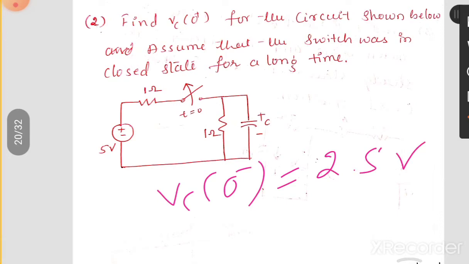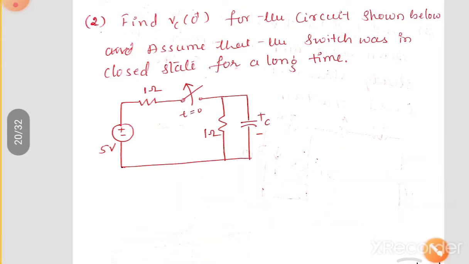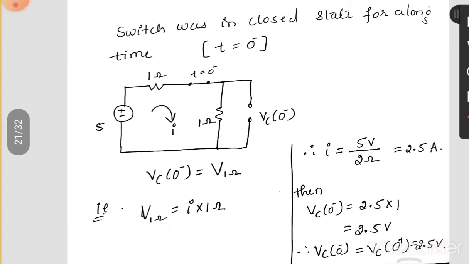But in the capacitor, as we know, even though there is a sudden change from the switching action, there is no change in the voltage. Therefore, VC of 0 plus will also remain the same as VC of 0 minus. Just before the switching action, that is just before the opening of the switch, there is 2.5 volts across the capacitor. It remains the same when you immediately open the circuit, that is 2.5 volts, which is VC of 0 plus.